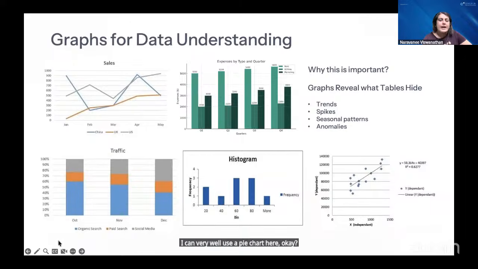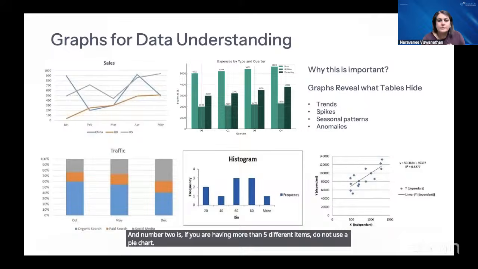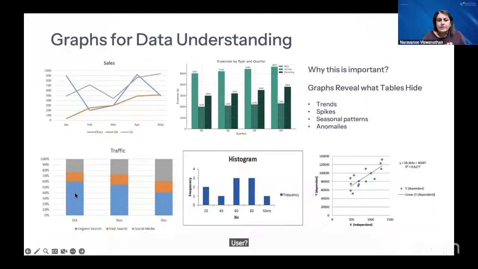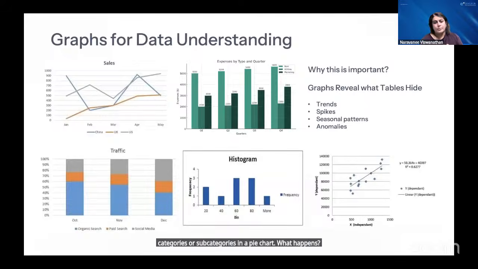Okay. And number 2 is, if you are having more than 5 different items, do not use a pie chart. Use this kind of stacked, or you can see this also, column charts. Am I making sense, everyone? What happens if you are having more than 5 categories or subcategories in a pie chart? What happens? What becomes the issue, guys? Suppose I have 8. Yes, very correct.